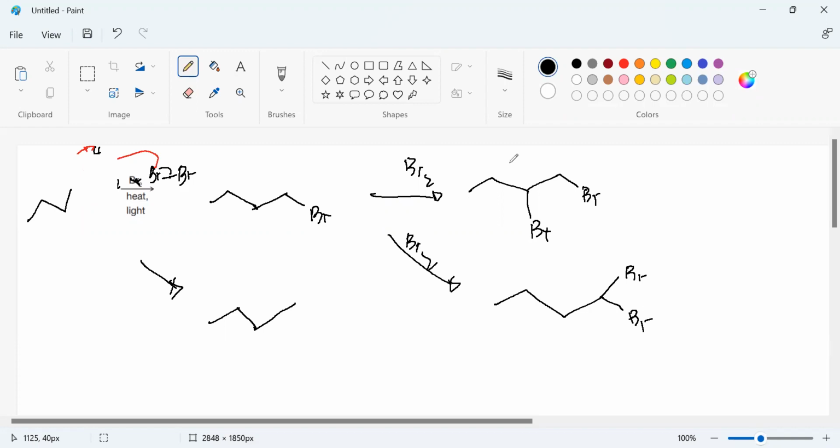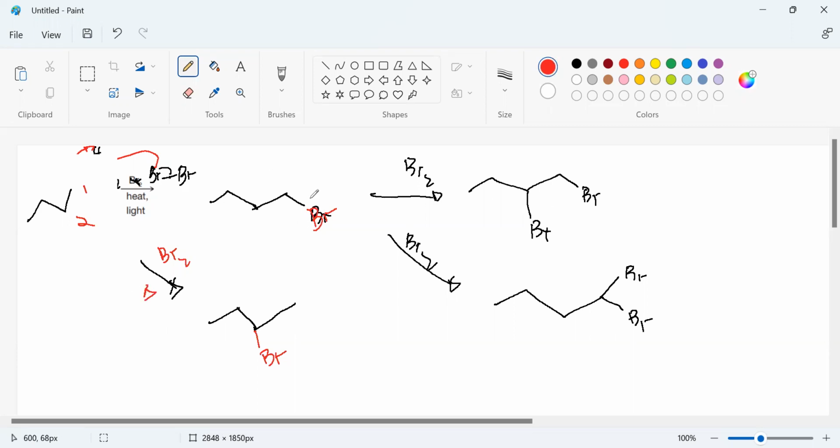The first one is the monobromination. Now you can actually have your bromine on carbon 1, and you can have it on carbon 2. So you have your bromine here, and the other one is here. This is the monobromination process. Of course, you have your Br2 here, one of your reagents, in the presence of heat or light.